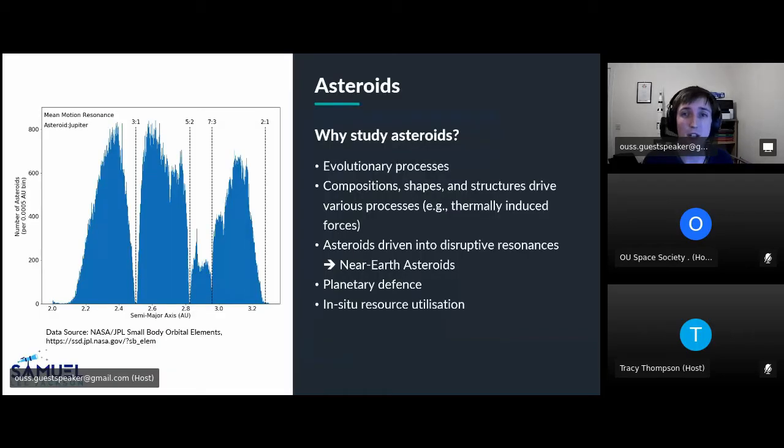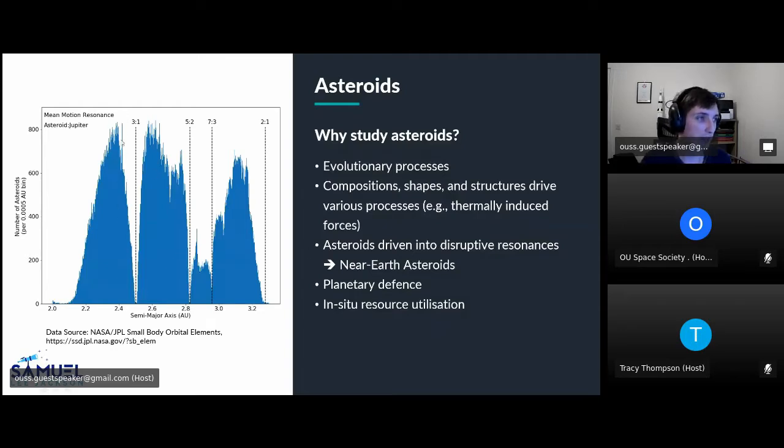So if we come back here, if we look at the graph on the left-hand side, what we're trying to show here, and I don't want to scare people off with too many graphs, is the number of asteroids versus the average distance that they are from the sun in what we call astronomical units. One astronomical unit is the average distance between the Earth and the sun. And we can see that at certain distances from the sun, there are these large absences of asteroids. This is because at these distances, their orbits are in what we call resonance with Jupiter.